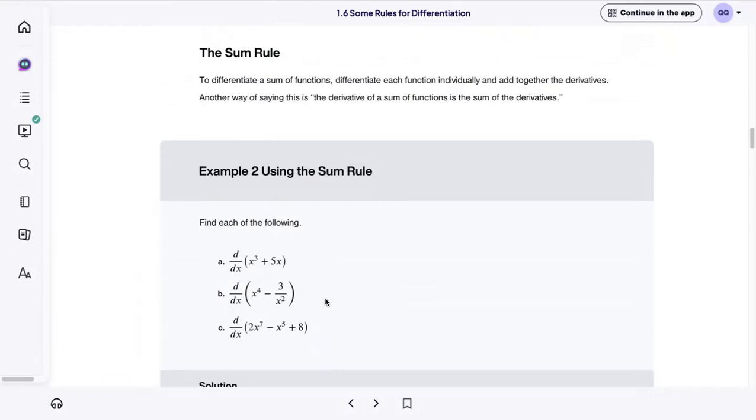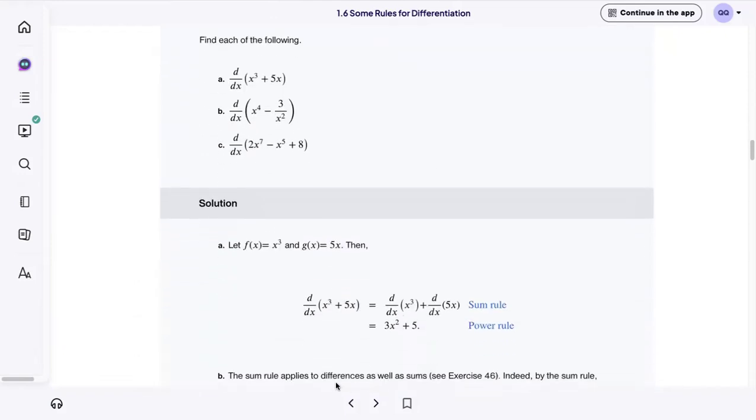Okay, let's see this one's sum rule. So this one, I can differentiate each one separately, right? But now we know a little better, so let's differentiate faster. So the first one, I can differentiate as 3x squared. The second one, just 5. So this one is 4x raised by 3, then minus, right?